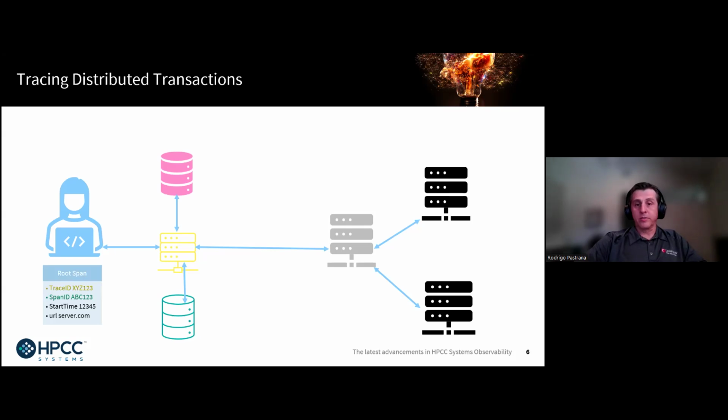Tracing tackles this challenge by first issuing a system-wide unique ID to each transaction, which is referred to as the trace ID. A unique ID is also issued for each of the major steps in the transaction as it traverses through the system. These are called the span IDs.